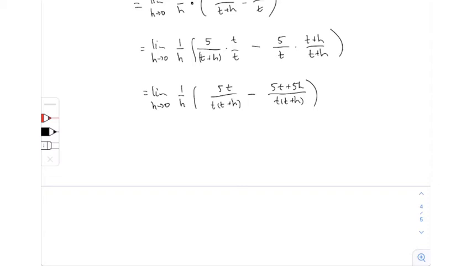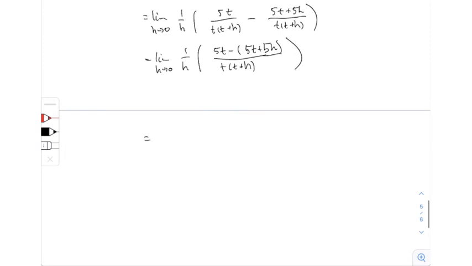Next, I can actually subtract the two fractions. Remember, once you have the common denominator, you leave the denominator the same, and then you subtract the numerators. So, I still have my 1 over h out here. Leave the denominator like it is, t times t plus h. And in the numerator, we subtract 5t minus, I'll write it out. Make sure you remember these parentheses, like so. And now up top, the 5t's will cancel, and I will have a negative 5h left. It's negative because I distribute the minus sign. 1 over h times negative 5h over t times t plus h.